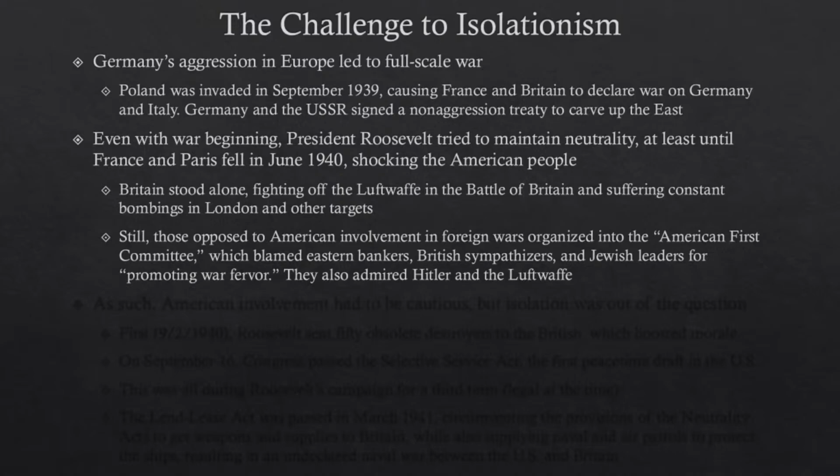There were still those in America who opposed going to the war. We had the America First Committee, as I mentioned. They blamed Eastern bankers, British sympathizers, and Jewish leaders for promoting war fervor. They also admired Hitler and the Luftwaffe.